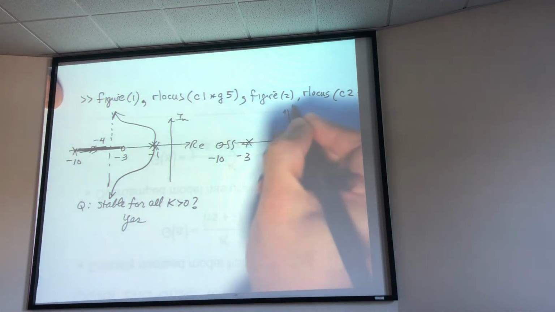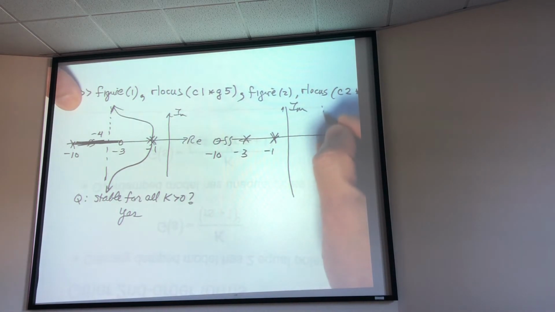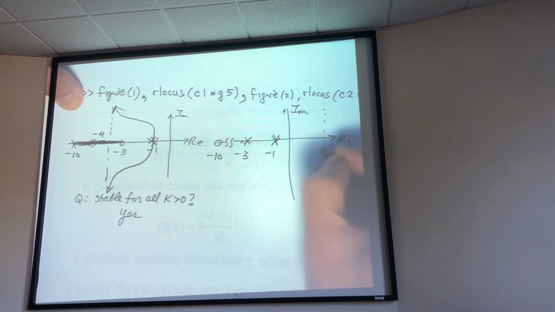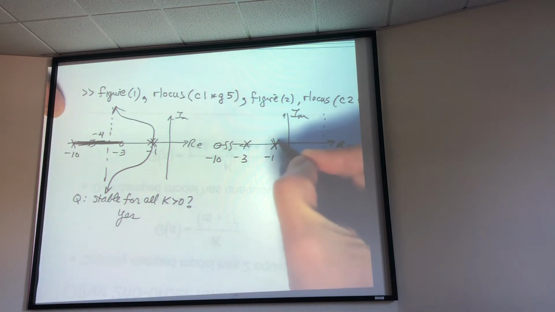Real axis, imaginary axis. And so this is going to be, let's see, minus 4. Minus 4 plus 10 is 6. Divided by 2 is 3. So out here at around positive 3, you can draw a vertical line, and then the picture is going to look something like this.